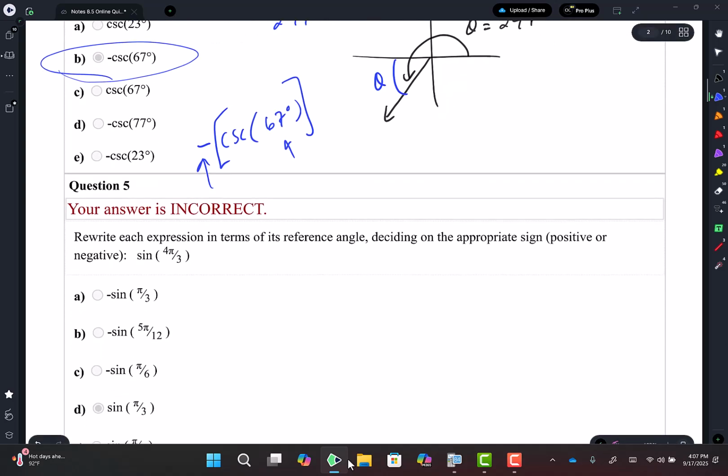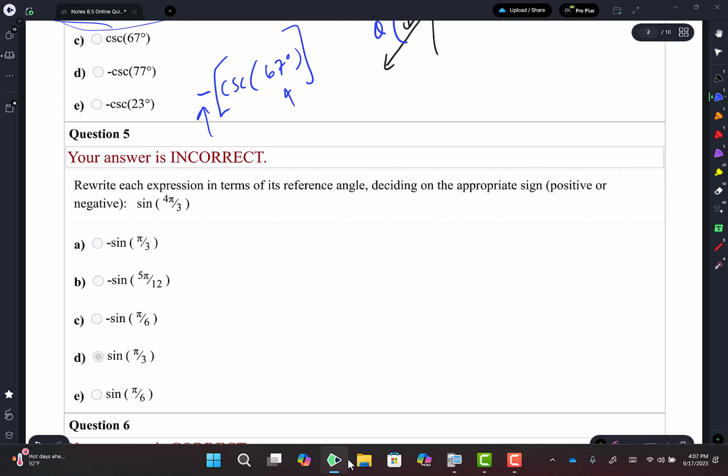You guys ready for the next one? All right. Sine 4 pi over 3. So they want the same thing. Rewrite each expression in terms of reference angle. Well, 4 pi over 3 is something like right here.